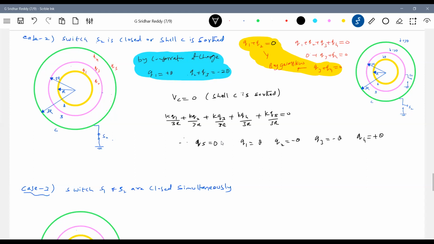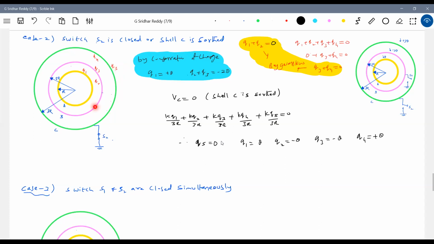So what is the one conclusion? Whenever the outer shell is earthed, the charge on the outermost surface will be 0. Are you noticing? Compare all the problems. The charge on the outermost surface of the outer shell will be 0 when that shell is earthed. Shell C is earthed. What will be the charge here? It will be 0. Check in all the cases.